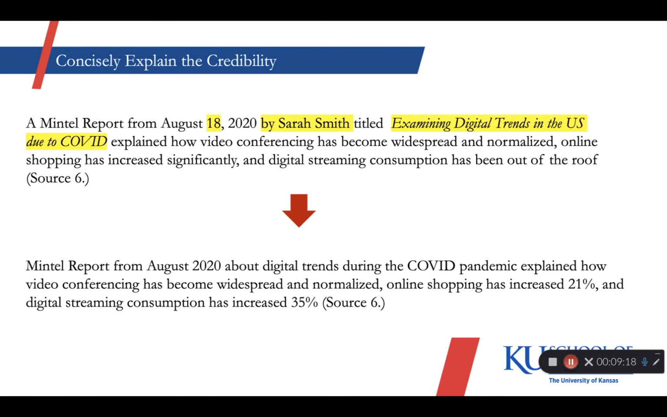Since the exact publication date is not necessary, you can just use the month and year. While it is not always necessary to include the date, due to the topic, the pandemic and workplace trends, the month and year is helpful to provide the context. Notice the improved example also includes specific evidence, the percentage increases for online shopping and digital streaming.